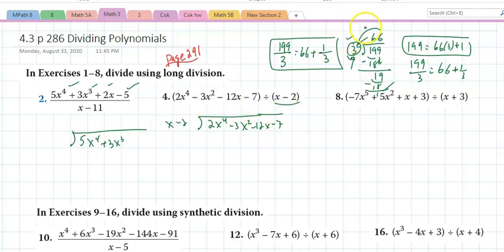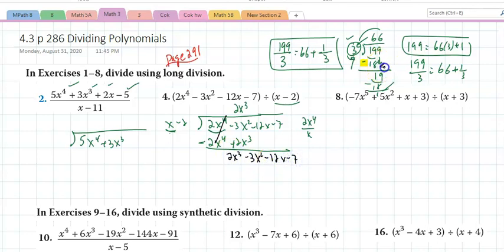We follow the same process. We take the first divided by the first: 2x to the 4th divided by x, that's really 2x cubed. And if you multiply this, that will give us 2x to the 4th minus 2x cubed. Now, when you subtract, you change all the signs just like we did before. And those cancel out. Well, those don't match. Remember, you can only add like terms.